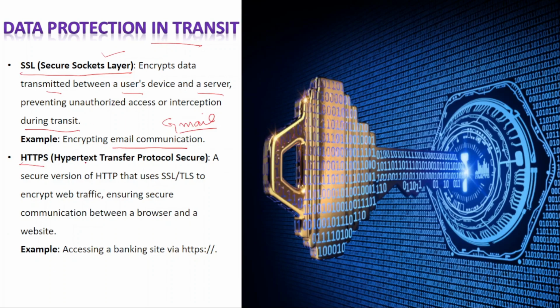Second is HTTPS, that is Hypertext Transfer Protocol Secure. It is a secure version of HTTP that uses SSL/TLS to encrypt web traffic. So HTTPS is specifically for web traffic, ensuring secure communication between a browser and a website. For example, accessing a banking site via https://. Whichever domain comes after this means that the communication between the client or the browser and the web server is secured through HTTPS.